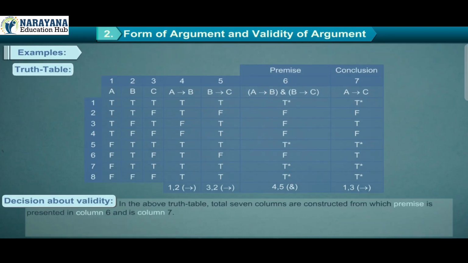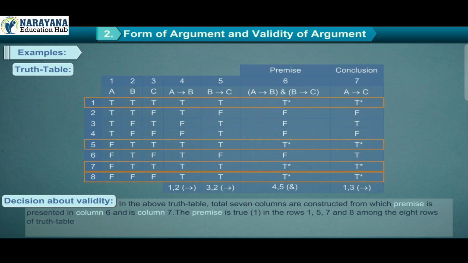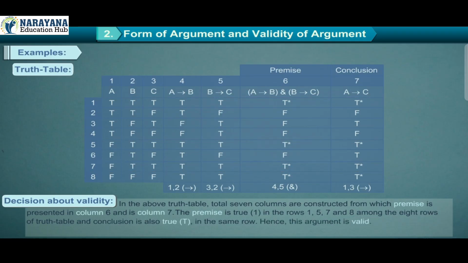In the truth table, total 7 columns are constructed, from which the premise is presented in column 6 and the conclusion is in column 7. The premise is true, that is T, in the rows 1, 5, 7 and 8 among the 8 rows of the truth table, and the conclusion is also true, that is T, in the same rows. Hence, this argument is valid.